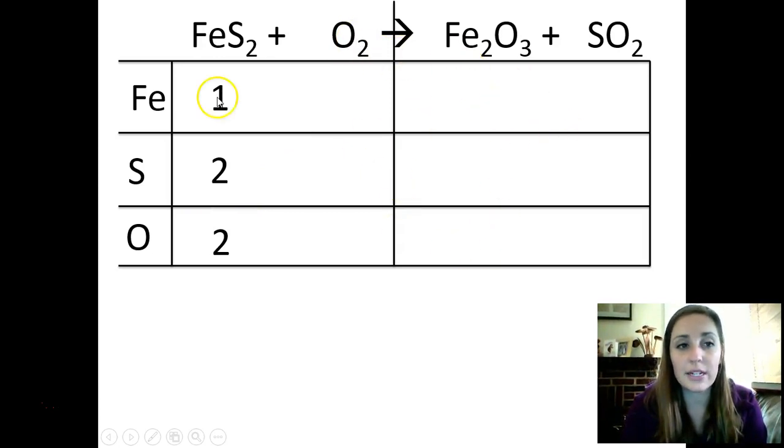Now let's go to the product side. How many irons do I have? Make sure you keep track of putting the right thing in the right box over here, because generally you pull the order from the reactants and it might be a different order in the products. So iron, I've got 2.